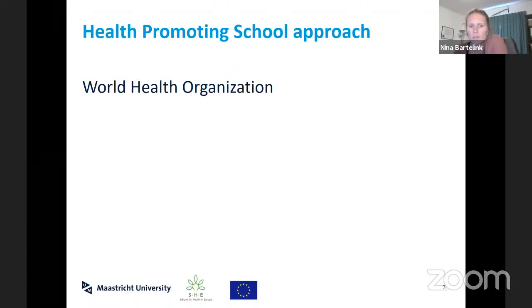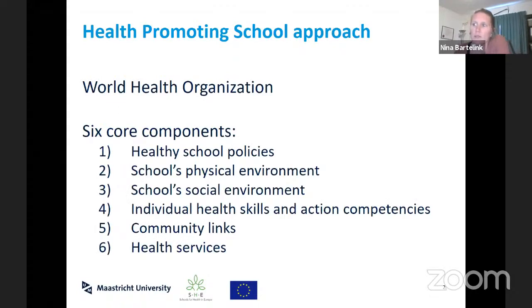Even though different definitions exist of the health promoting school approach worldwide, they all have similar underpinning principles, and they target the following 6 core components, which are the healthy school policies, school's physical environment, school's social environment, individual health skills and action competencies, community links, and health services.